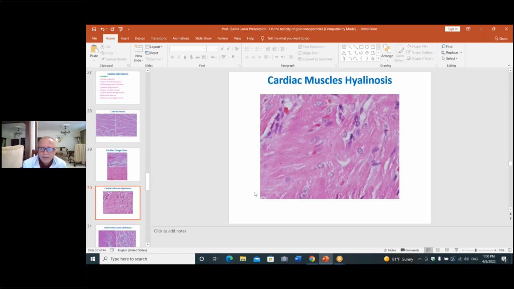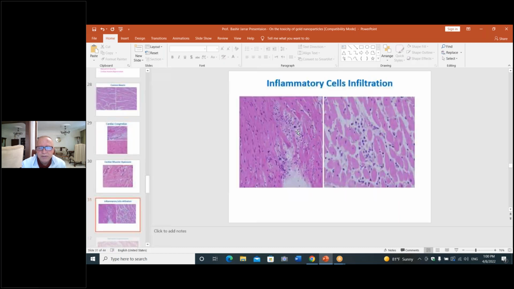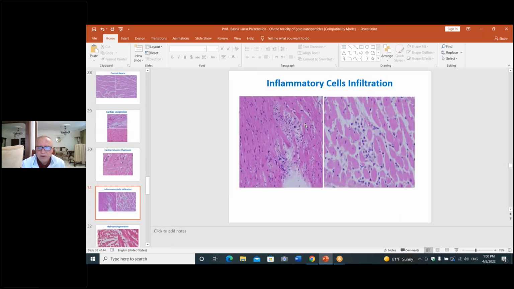Here we have hydropic degeneration, as you see. Here the dissolution of the shape and the structure of the cardiac muscle fibers. Even the striation is lost, and the nuclei are no longer seen here. Here we have inflammatory cell infiltration.